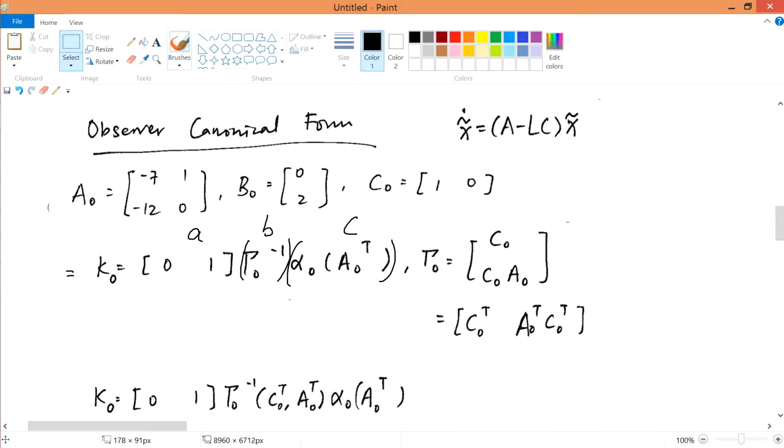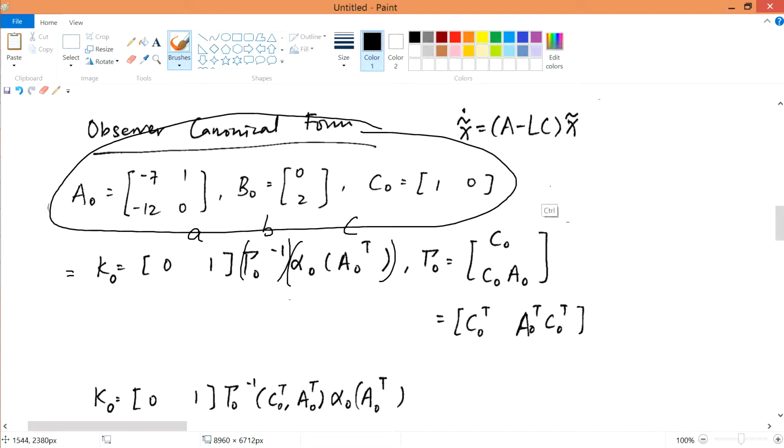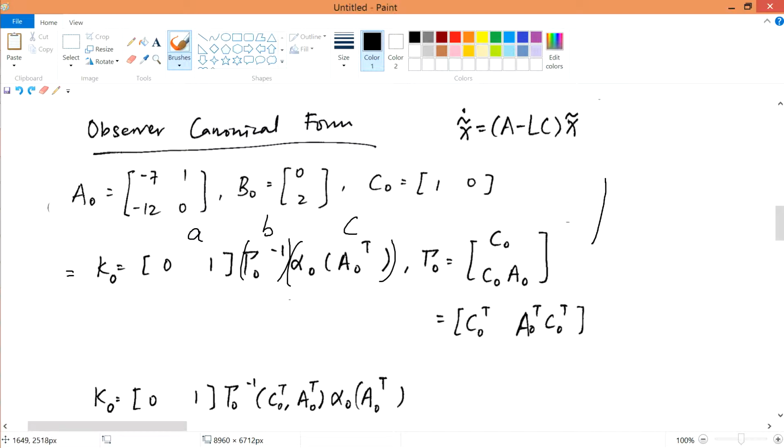Right, so let's get back on track after trying to prove your observer canonical form. Our goal is to eventually find our L. Alright, so let's start. In order to find L, we're going to use Ackermann's method of the observable system.